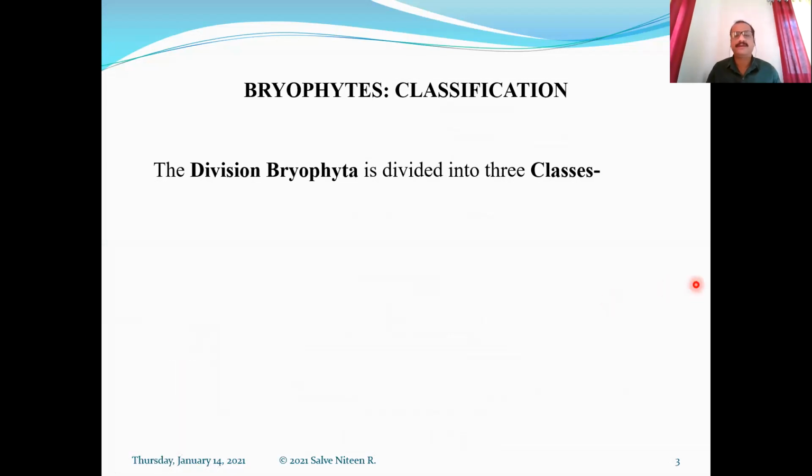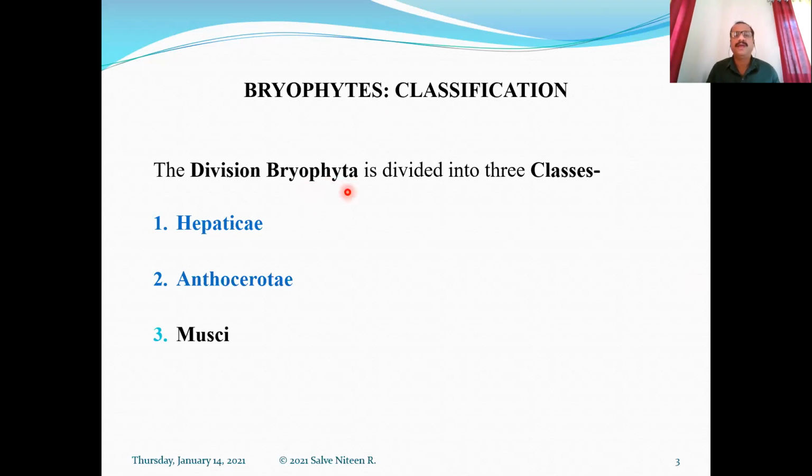You can see here Hepaticae, Anthocerotae and Musci. The pronunciation may be different: Anthocerotae in UK English, Anthocerotae in American. So pronunciation can be different, right? For the sake of our convenience, we will call them class 1 Hepaticae, class 2 Anthocerotae, and class 3 Musci. Okay, so this is the division Bryophyta.